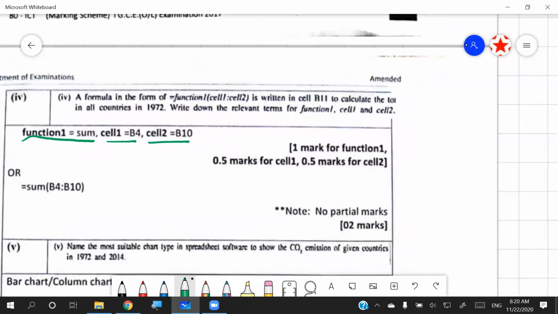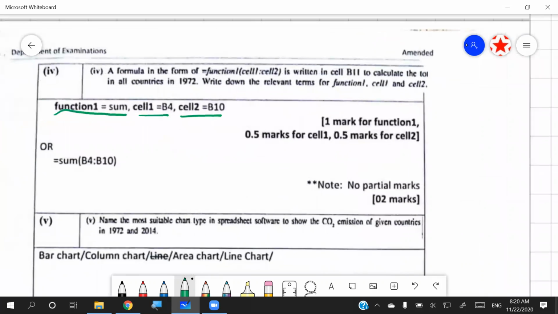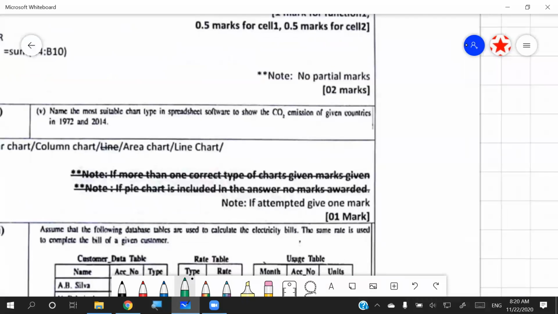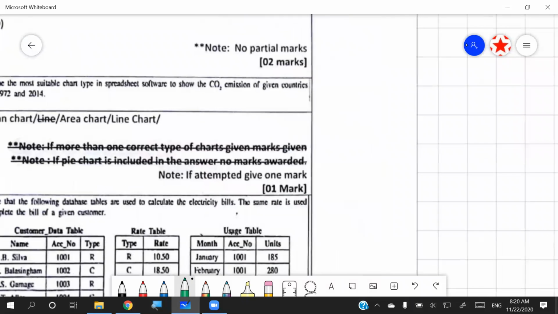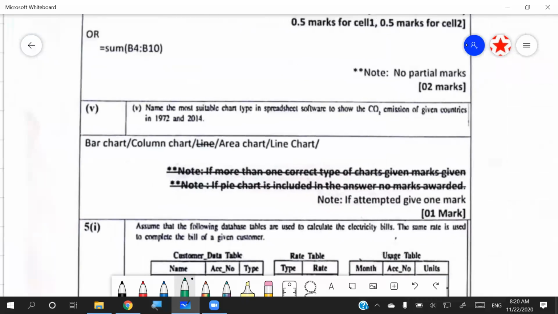So you are going to have 2 marks for the part 4 and 1 mark for the last part, the fifth, right?